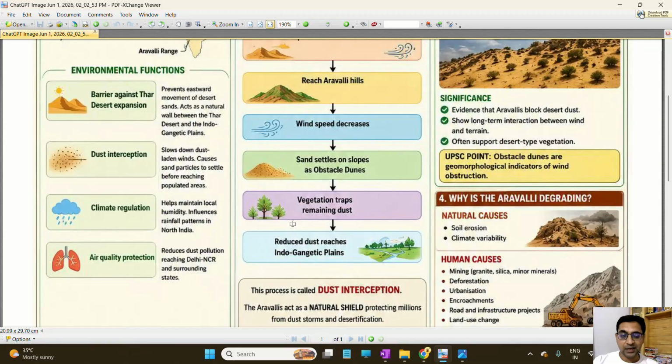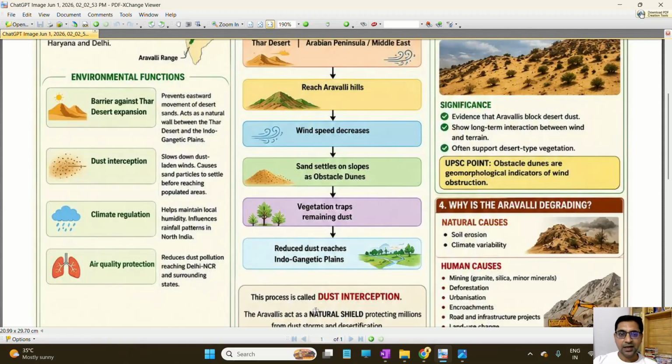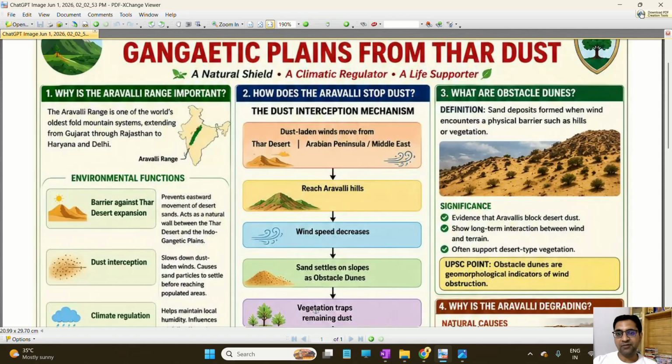Then the second point is that it also intercepts the dust. It slows down dust-laden winds, causing sand particles to settle before they reach the populated area. It also helps in climate regulation. It helps in maintaining local humidity and influences the rainfall patterns in North India. Then it also helps in air quality protection, because it reduces the dust particles reaching Delhi NCR and the surrounding states.